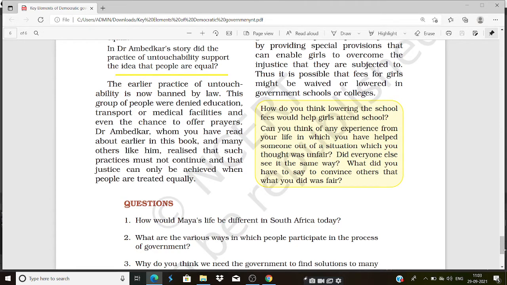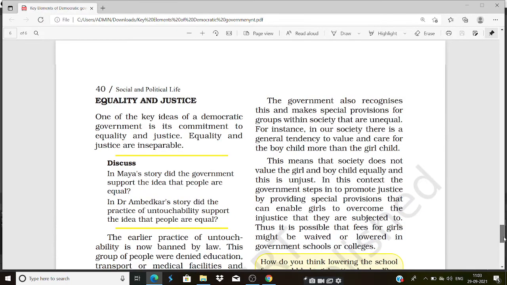Okay, so in this way the government also recognizes this and makes special provisions for groups of people in society who are treated unequally. So गवर्नमेंट का अब काम है कि ऐसे लोगों की जरूरतों को रिकॉग्नाइज करना, इनके प्रॉब्लम्स को रिकॉग्नाइज करना, and to make special provisions for such people who have been treated unequally. For example, women were also treated unequally in our society. Women and girls were denied education. They were not allowed to get education in schools earlier.